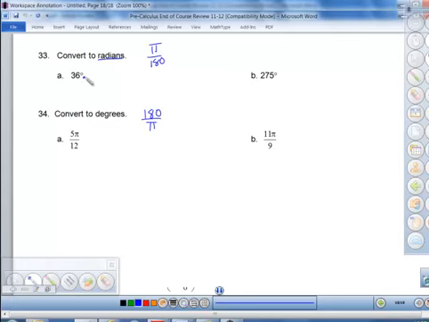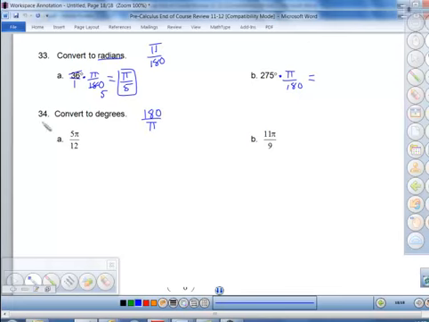So if I multiply 36 times pi over 180, does 36 go into 180? It goes in 5 times? Yeah? Okay, so 36 goes into 180 5 times. So then this is equivalent to pi divided by 5. That's how you would do that into radians. Okay? So I would say try this one. Multiply this by pi over 180 and see what you get.